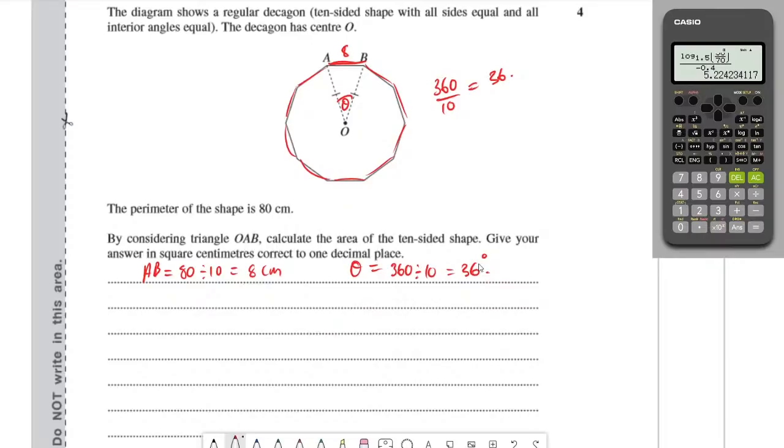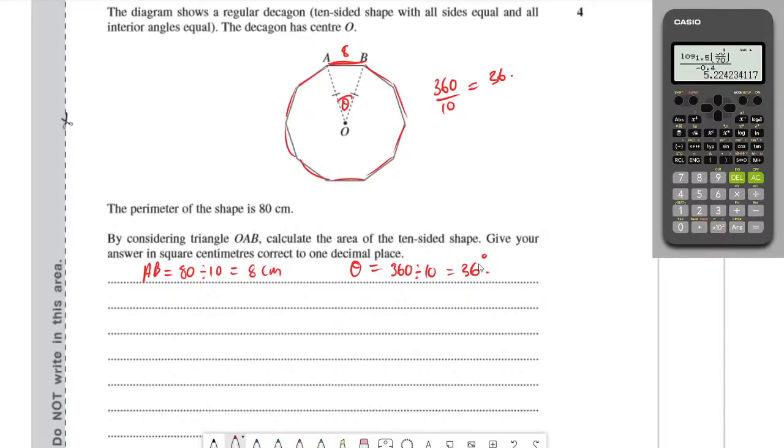Now from here, by considering the triangle, calculate the area of the 10-sided shape. So the only area formula I know that involves an angle and some side lengths is the trigonometric area formula. The sine, or what is it?